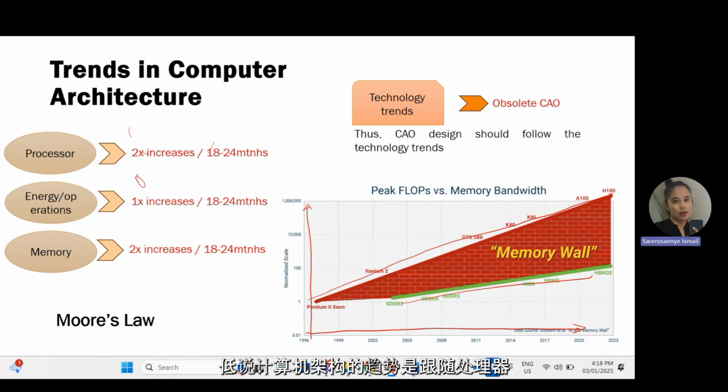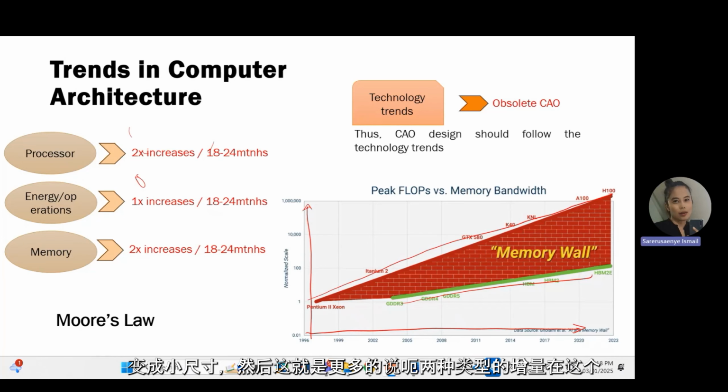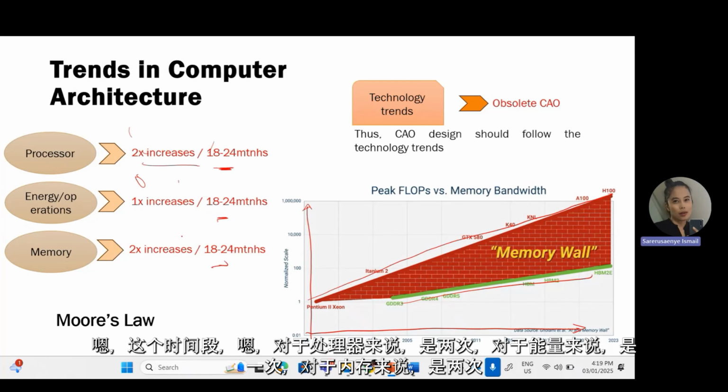However, Moore's law says that the trend of computer architecture is following in terms of the processor. Definitely this is hardware, energy and operations, and memory. So we understand that. We have many ICs and transistors, all going from the bigger size to the small size. And this is what Moore said, a 2-time increment within this period. For processor, 2 times. For energy, 1 time. For memory, 2 times.